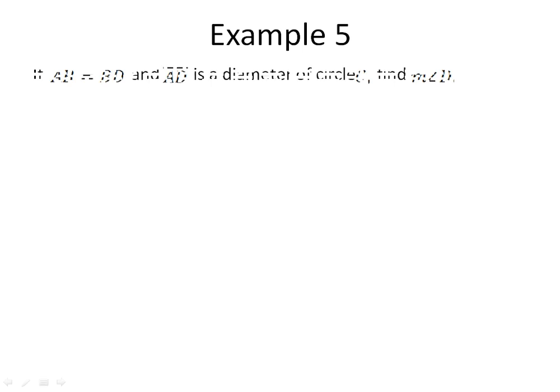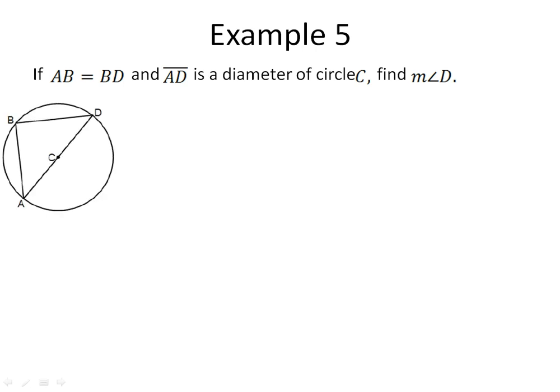Okay, example 5 says if segment AB has the same length as segment BD, and segment AD is a diameter of circle C, find the measure of angle D. So they're wanting us to find this little angle up here. B is up here, and we know that AB, this part right here, is the same as BD. And we know this is a diameter, so angle B has to be 90 degrees. That leaves 90 degrees at angle A and angle D that have to be split in half.